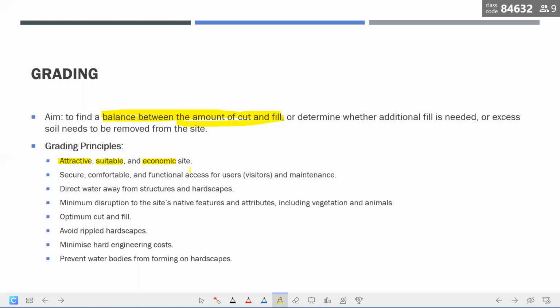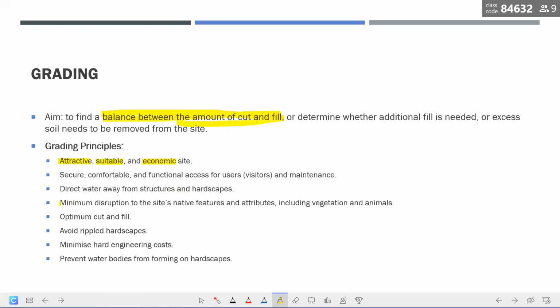Therefore, sometimes you may need to grade, cut, fill to provide easier slopes, easier grades, easier access. It's even more so when you need to introduce ramps for the disabled, and of course try to direct water away from structures and hardscapes. Water and structure don't go together nicely. They don't play together nicely.